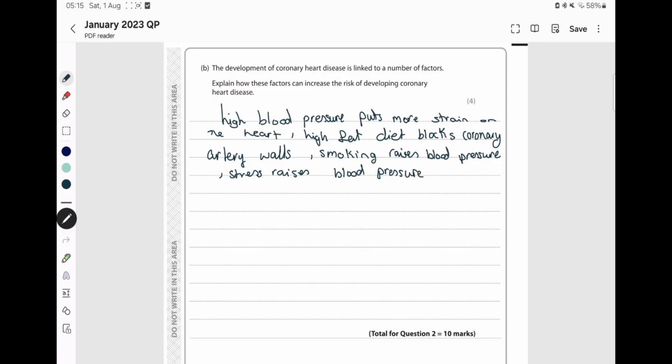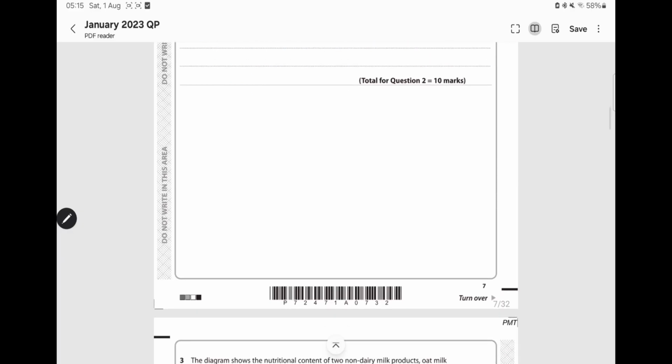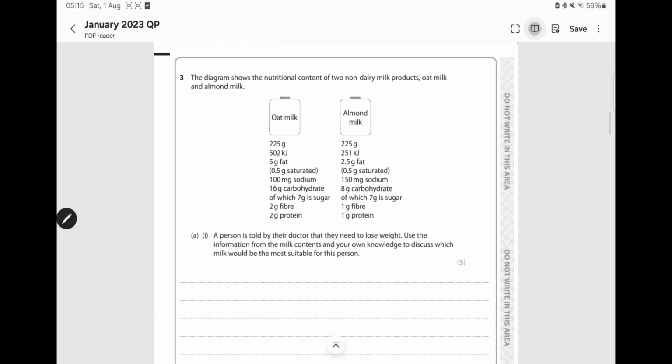Okay, this is the end of question 2. It was a total of 10 marks, and we're going to move on now.